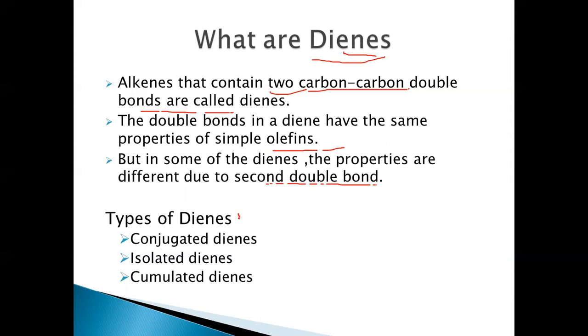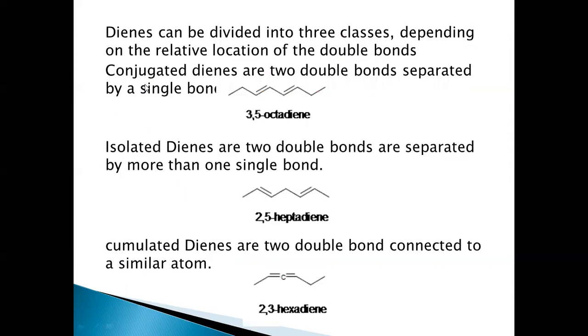Let's see how many types of dienes there are, depending upon the relative positions of the double bonds present in the molecule. There are three types of dienes. The first is conjugated dienes, the second is isolated dienes, and the third is cumulated dienes. The first class is conjugated dienes, where the two double bonds are separated by only one single bond. That means they are in conjugation with each other, so they are called conjugated dienes. We can see this example here, 3,5-octadiene.